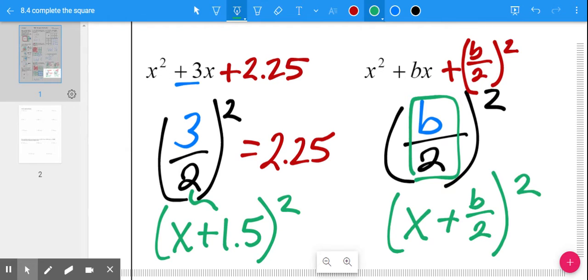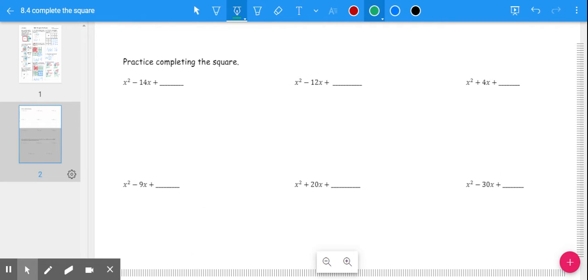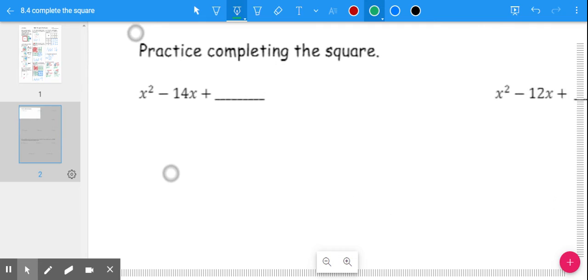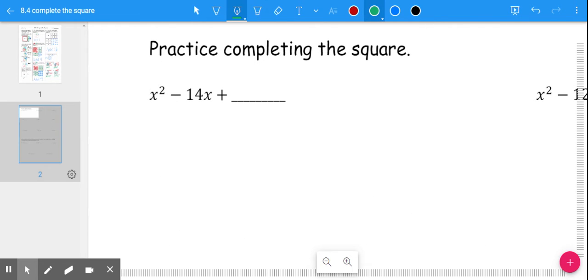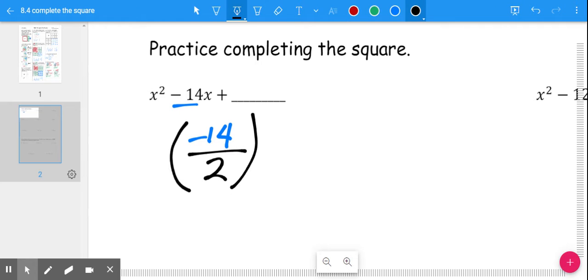So when you flip on to the back, it's just more of the exact same thing. So we are completing the squares. The only difference is some of these have negatives. So we'd still do the same thing. So we have our b value is negative 14 divided by 2 squared. So negative 14 divided by 2 is negative 7. Negative 7 squared is 49. So we're adding 49 here.